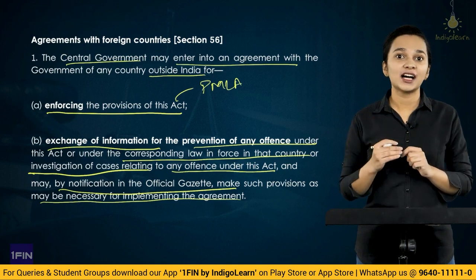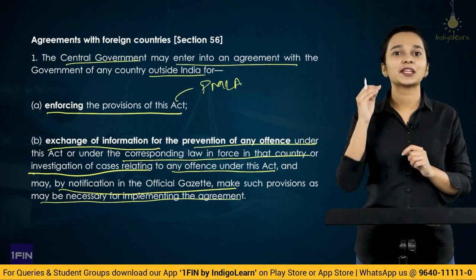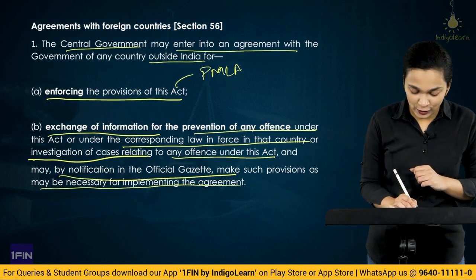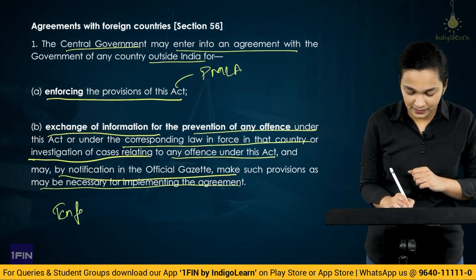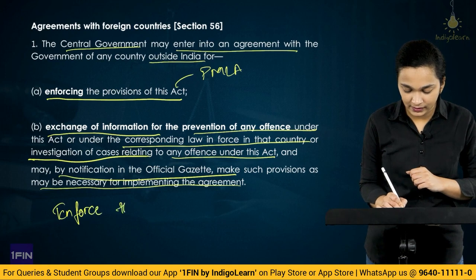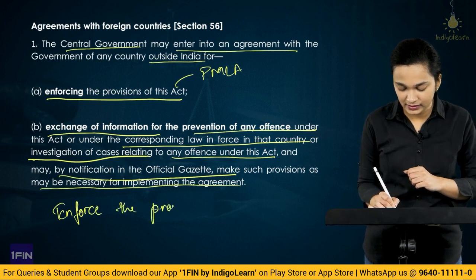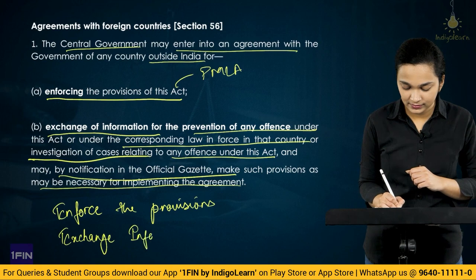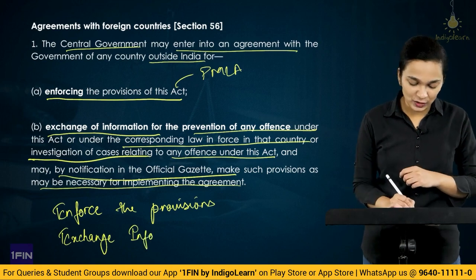So what is the purpose with which an agreement with foreign country is made? It is made with an intention to enforce the provision, with an intention to exchange information, and with an intention to carry on any investigation.